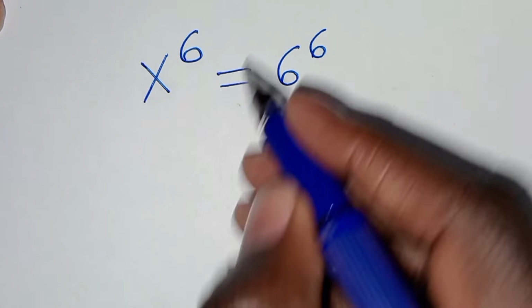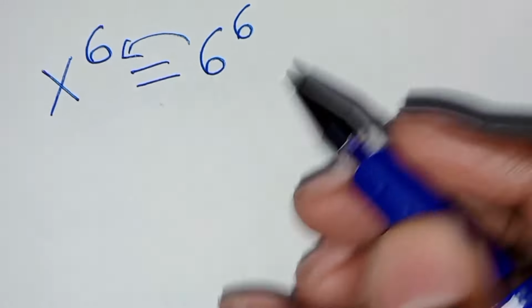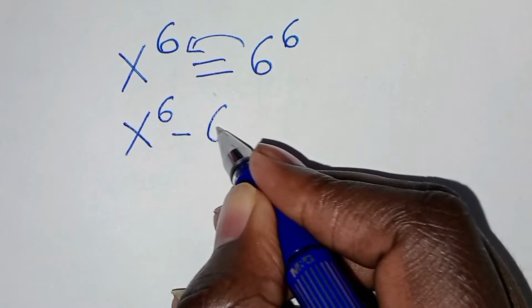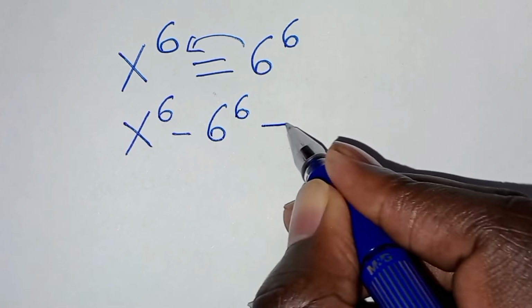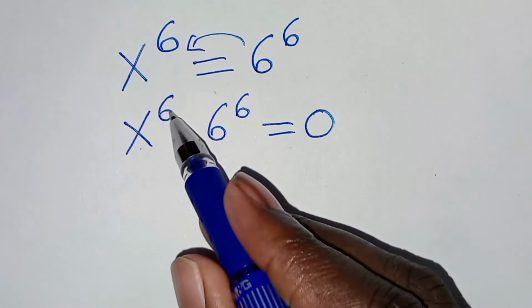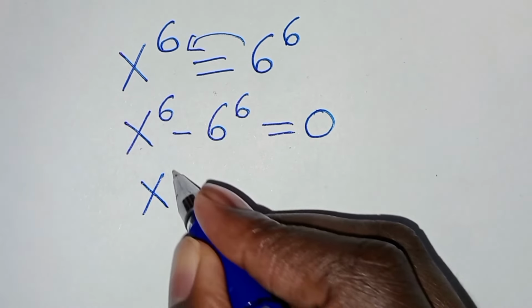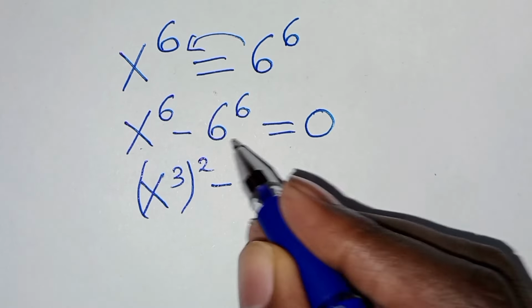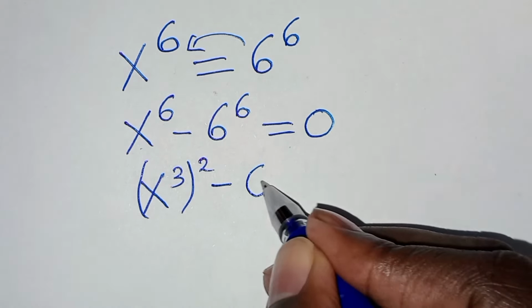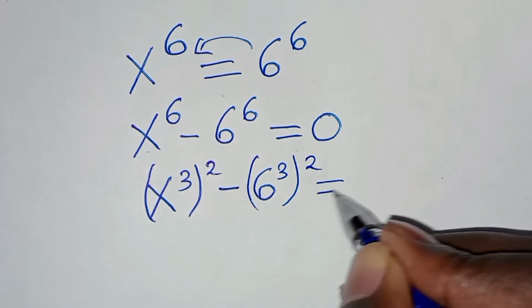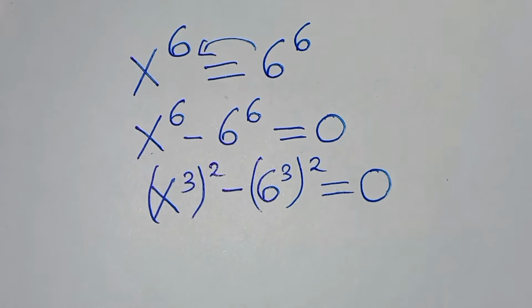Let's take 6 to power 6 to the left-hand side so that we have x to power 6 minus 6 to power 6, equal to 0. We can express x to power 6 as (x to power 3) raised to power 2. Then 6 to power 6 can be expressed as (6 to power 3) raised to power 2. This is equal to 0.